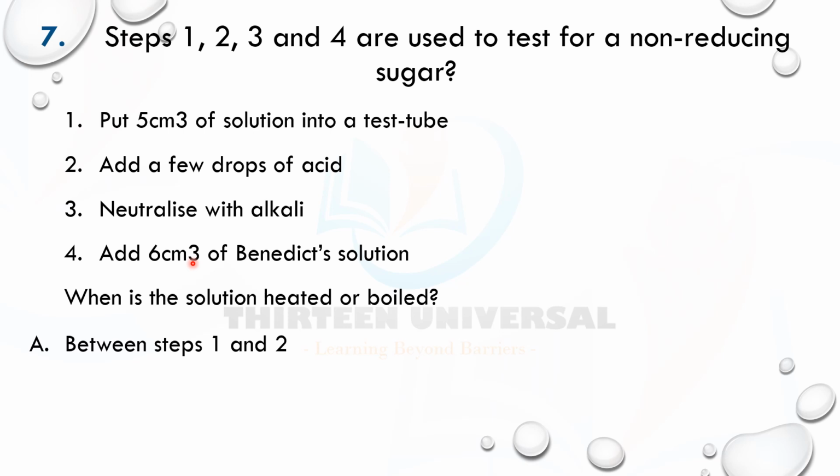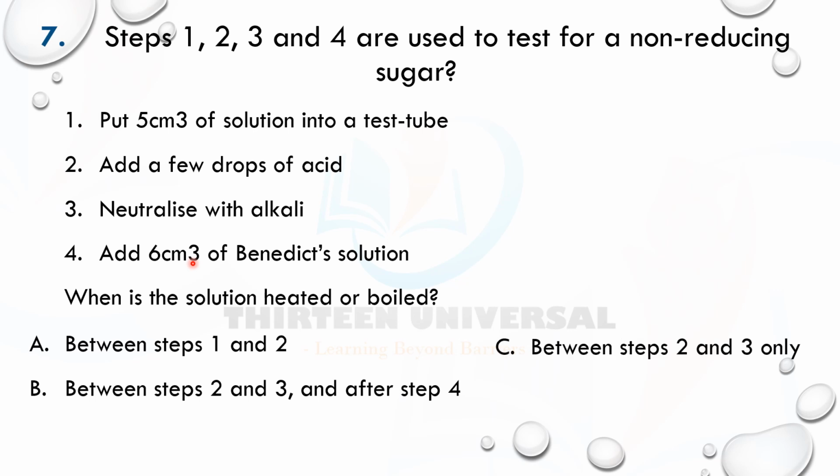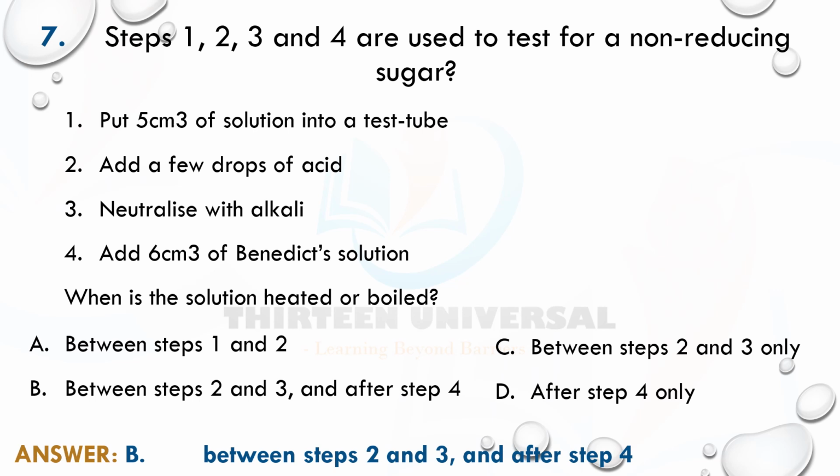So which one do you think? Between steps 2 and 3 only, or after step 4 only? It is between steps 2 and 3, yes, you heat it, and then after step 4. So when you add the acid, you have to boil, and then after you neutralize, you add the solution again, then you have to also boil. So the answer is supposed to be B.